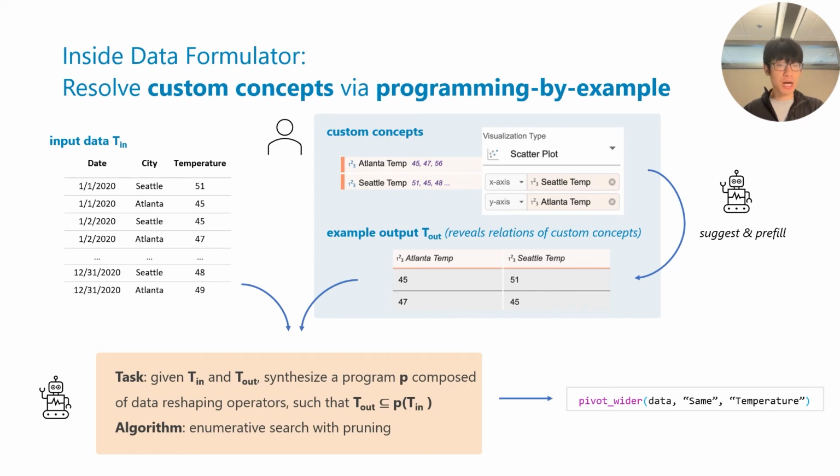To solve this problem, Data Formulator applies an enumerative search algorithm with pruning. It's essentially searching for the composition of data reshaping programs to find one that satisfies the objective. In this case, the program is a pivot wider. When we get this program, we apply it to the input data to obtain the desired output, which will be the tidy data for visualization purposes.